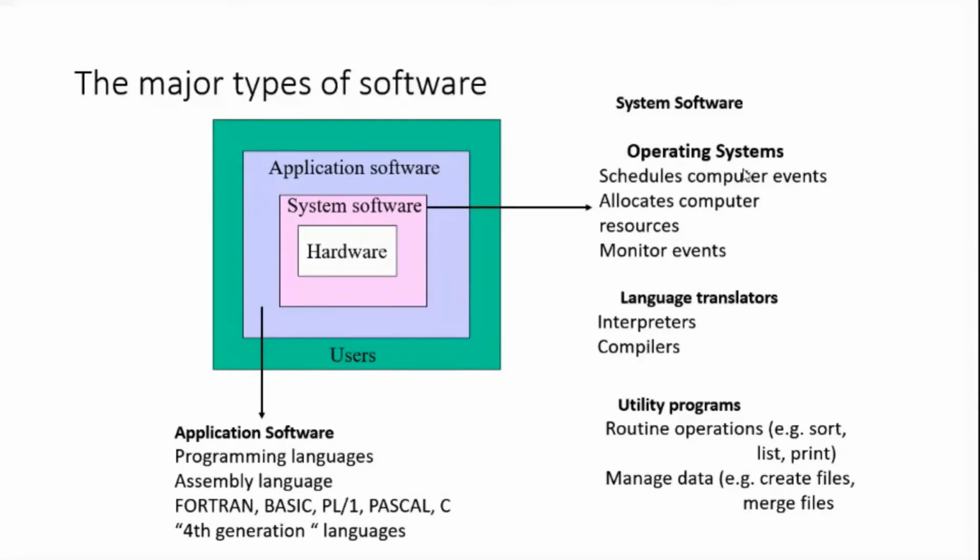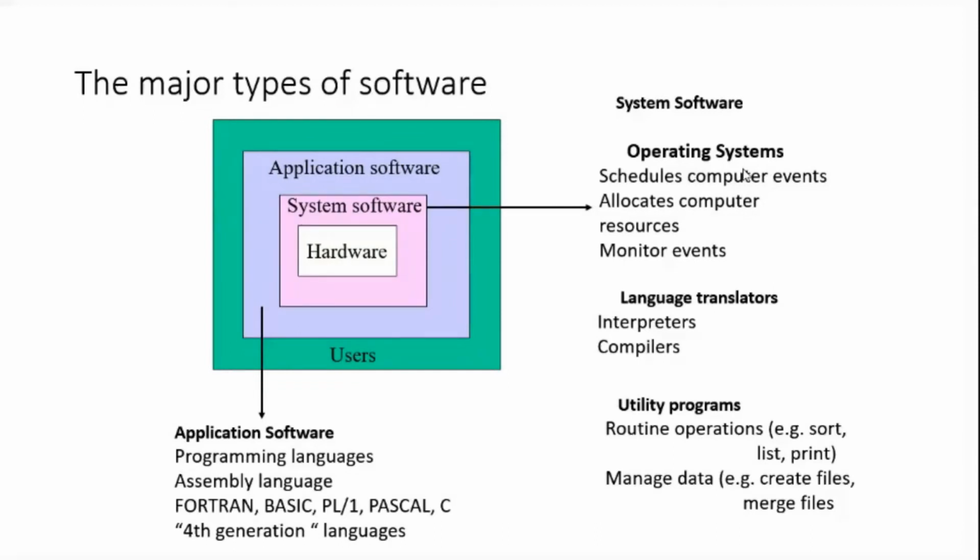Then there is another type of system software, that is the language translators, that is the interpreters and the compilers. Actually these language translators work along with the application software itself. Even though it comes under the system software, it is along with some application softwares like interpreters as well as compilers.